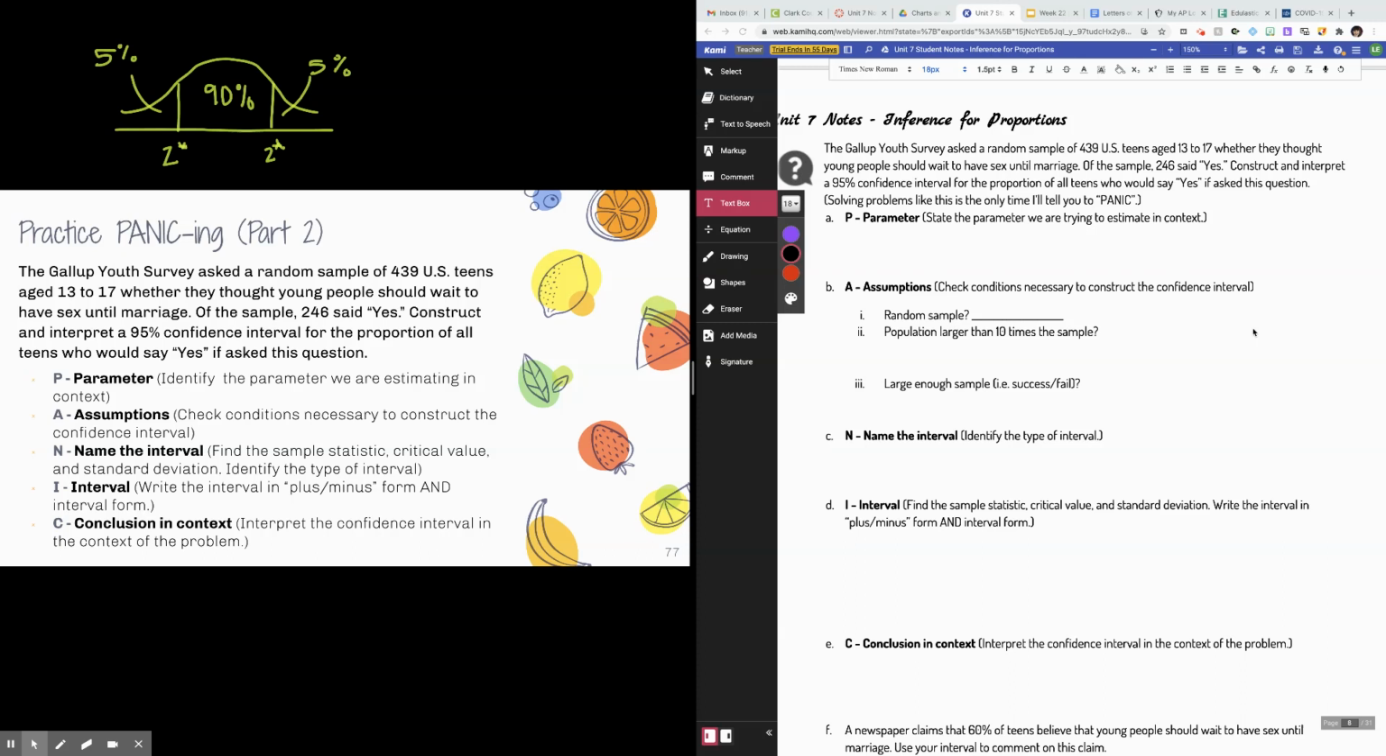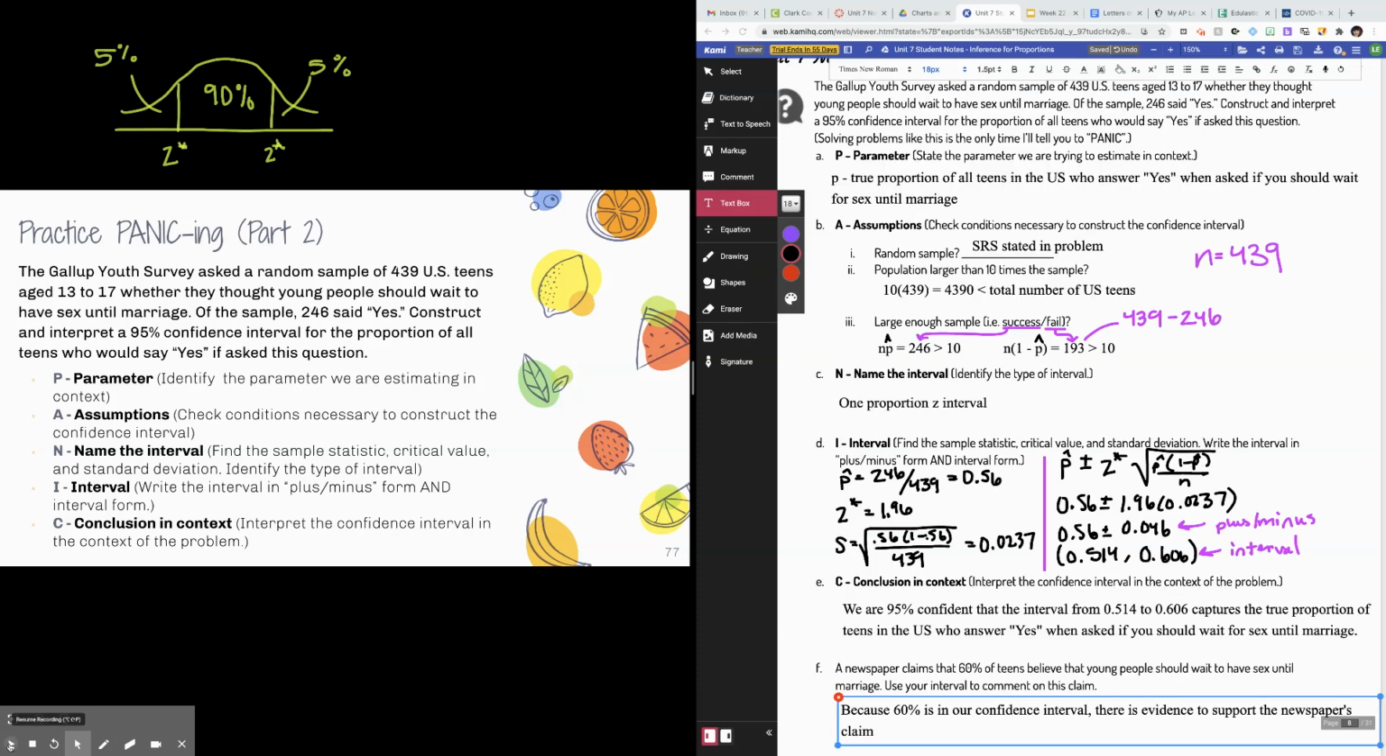So go through the 5 steps, PANIC, right? And then use your interval to evaluate the claim at the end. Okay, so go ahead right now, pause the video, try this one out on your own, and then check back with me to see how you did.